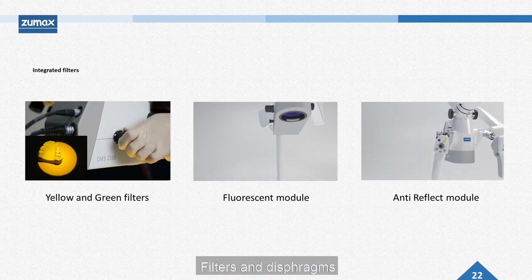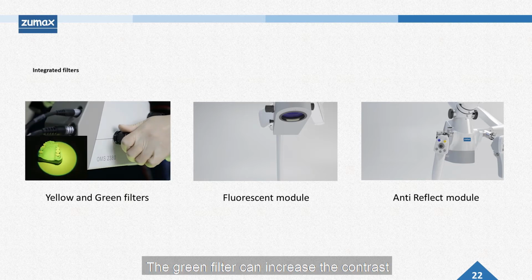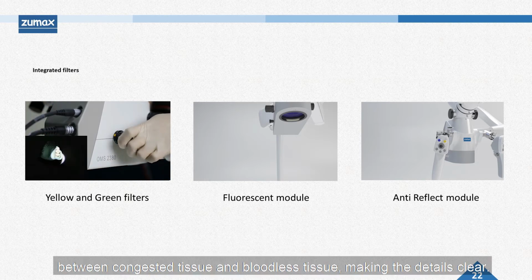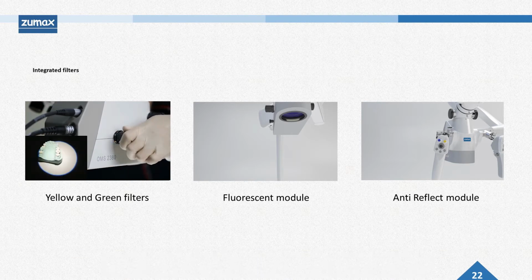Filters and diaphragms. When the yellow filter is placed on the illuminating light path, it can prevent the composite resin material from curing prematurely. The green filter can increase the contrast between congested tissue and bloodless tissue, making the details clear. The above two filters are standard on all microscopes.